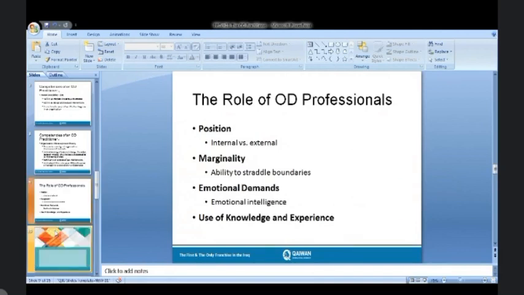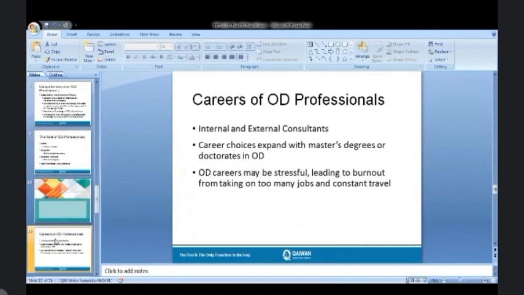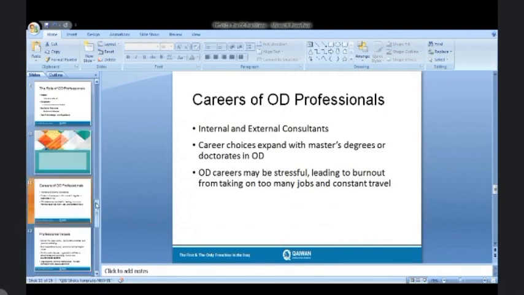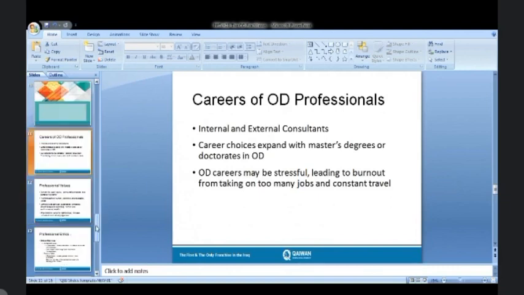Next, careers of OD professionals. Career choices may be working as internal or external consultants. Career choices will expand if they acquire a master's degree or a doctorate in OD. OD careers may be stressful, leading to burnout, because they have to deal with multiple clients and may not get time for their personal life.